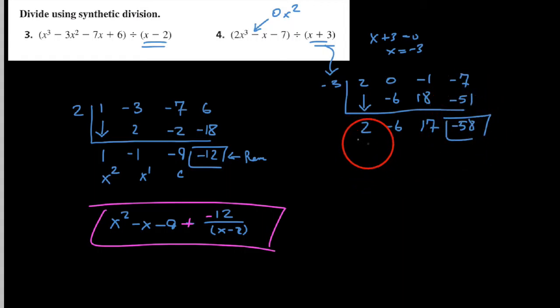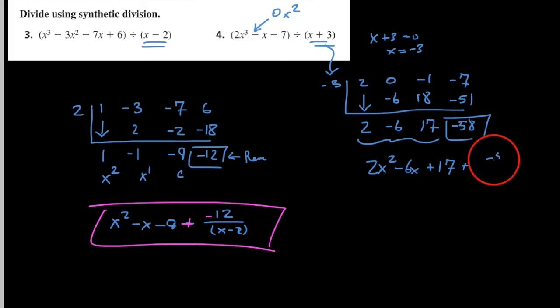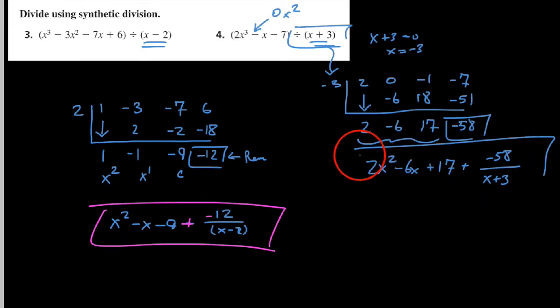So again, our quotient here would be this: 2x squared minus 6x to the first plus 17 constant plus negative 58 over the thing we were dividing by, which the divisor we were dividing by here is x plus 3. So that's how synthetic division works and how it's a lot quicker than long division.